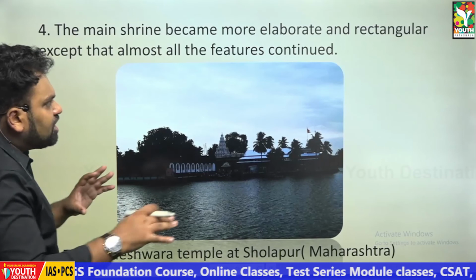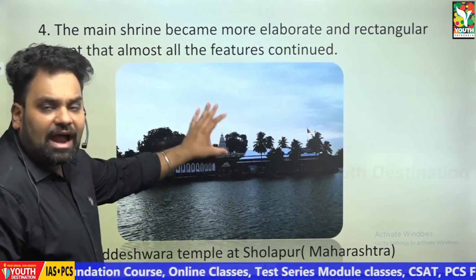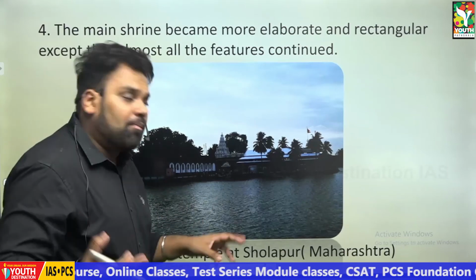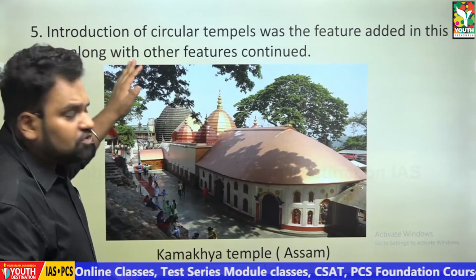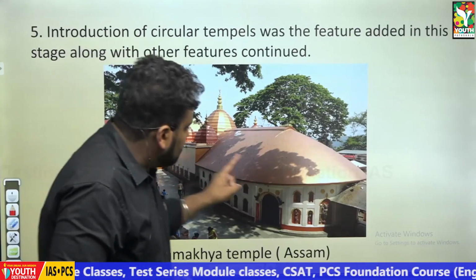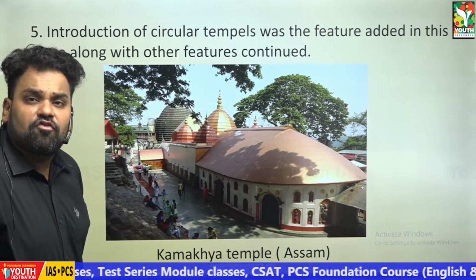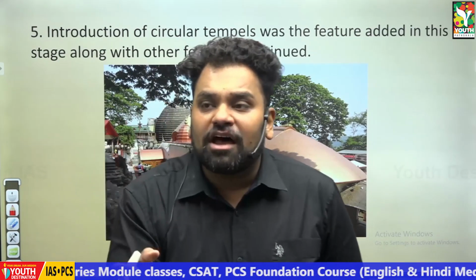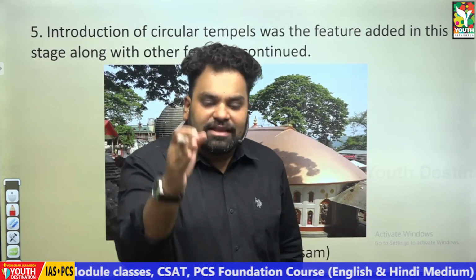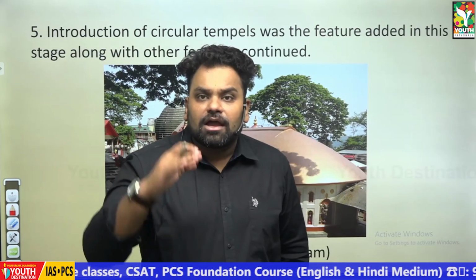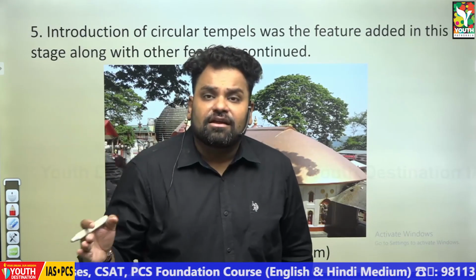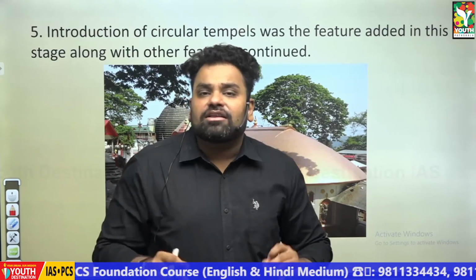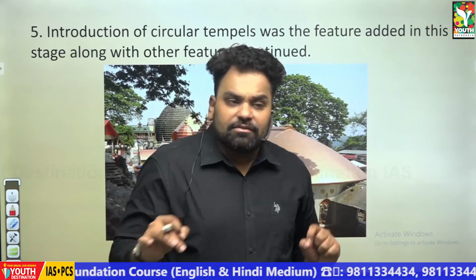So in the fourth stage, almost everything continued, but the point is now people began to concentrate on the main shrine, and it was made even more elaborate and rectangular. Now in the fifth stage, as we saw in the first stage, the temples are mostly square, but now the temples began to be made in a circular form. So these were the 5 stages of evolution of the temple architecture, starting from the time of the Guptas. Guptas, which was the golden age, from the time of Guptas, it was decided that now we need to give our gods a basic feature, a permanent place to actually rest, and where all the deities will come to them and offer their prayers. So these are the 5 stages of temple construction, right? Okay.